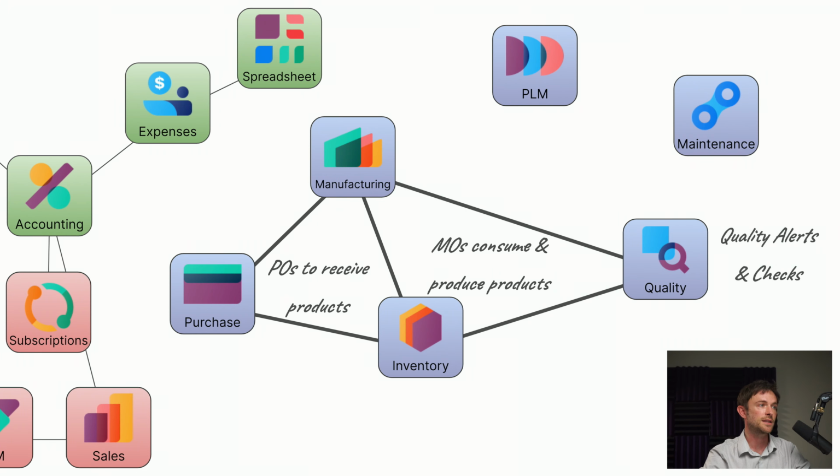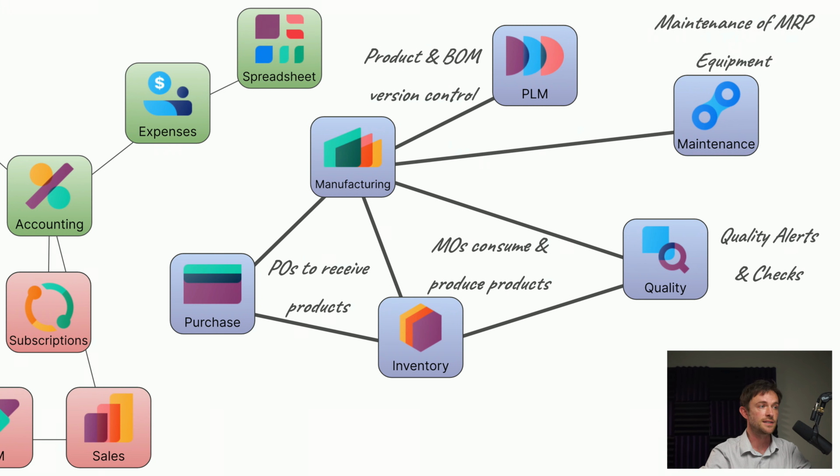Then the quality app, it lets you have quality checks throughout both inventory and manufacturing. PLM, as I mentioned, it lets you do version control of your existing bill of materials in manufacturing. And then the maintenance app, it's used to service maintenance equipment in manufacturing.